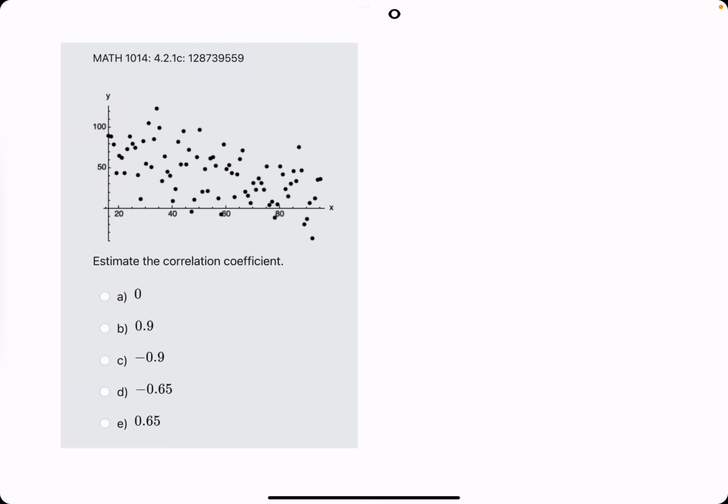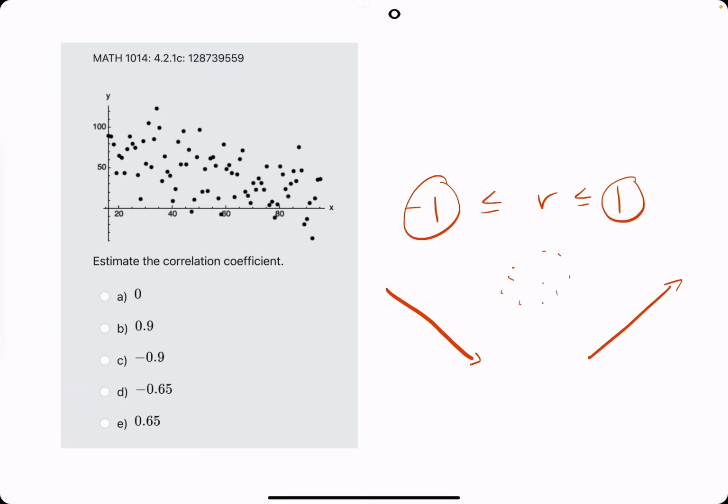Okie dokie. In this problem, they ask us to estimate the correlation coefficient. It might help to know, if you do not already, correlation coefficients range from -1 to 1. If they are close to -1 or 1, that indicates a tight negative relationship or a tight positive relationship. If they're not so close to 1, they might be a little more scattered all over the place.